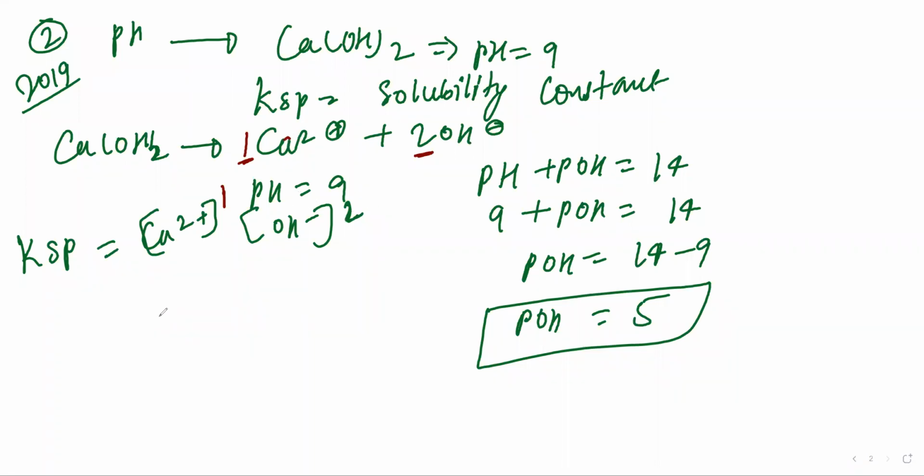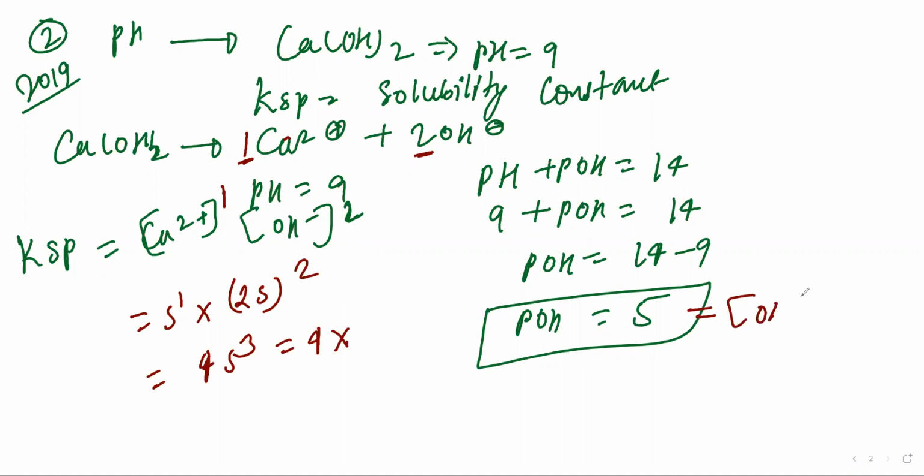So it will become S raised to 1 and 2S raised to 2, which is equal to 4S cube. 4 squared is 4, and S into S squared is S cube. So now put the value. It will be 4 into the OH concentration, which we know. This is the OH minus concentration, 10 raised to minus 5. Why is it so?